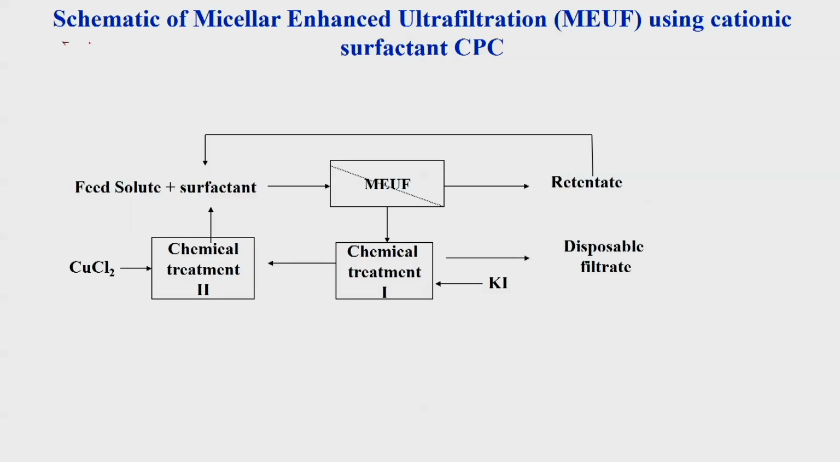Now, we will be discussing three different cases. One will be MEUF using cationic surfactant, then MEUF using anionic surfactant, and the third one, MEUF using both cationic and anionic surfactants. So, mixed surfactant will also be used to separate the different cationic and anionic parts. Okay. Firstly, we will discuss MEUF using cationic surfactants. This is the schematic of the MEUF process using cationic surfactant.